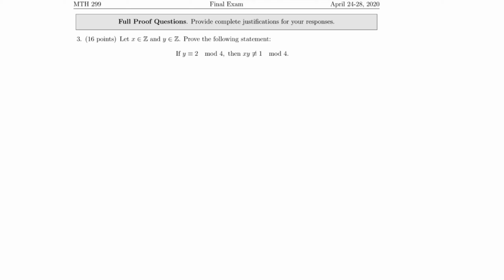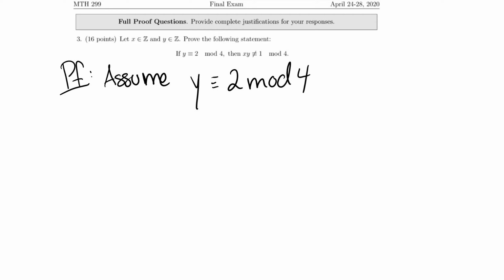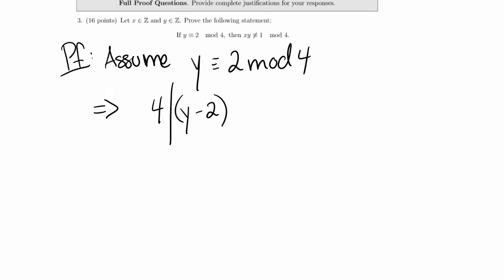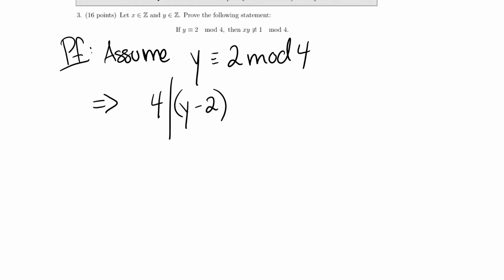Let x be an integer and y be an integer. Prove the following statement. We could just do it directly, so let's just do it directly. First off, we want to assume the if part, because if the if part is false, then the whole thing is true, so it's fine. Assume y is equivalent to 2 mod 4. What does that mean? That means that 4 divides y minus 2. Remember, we subtract the 2 on both sides. We get that.